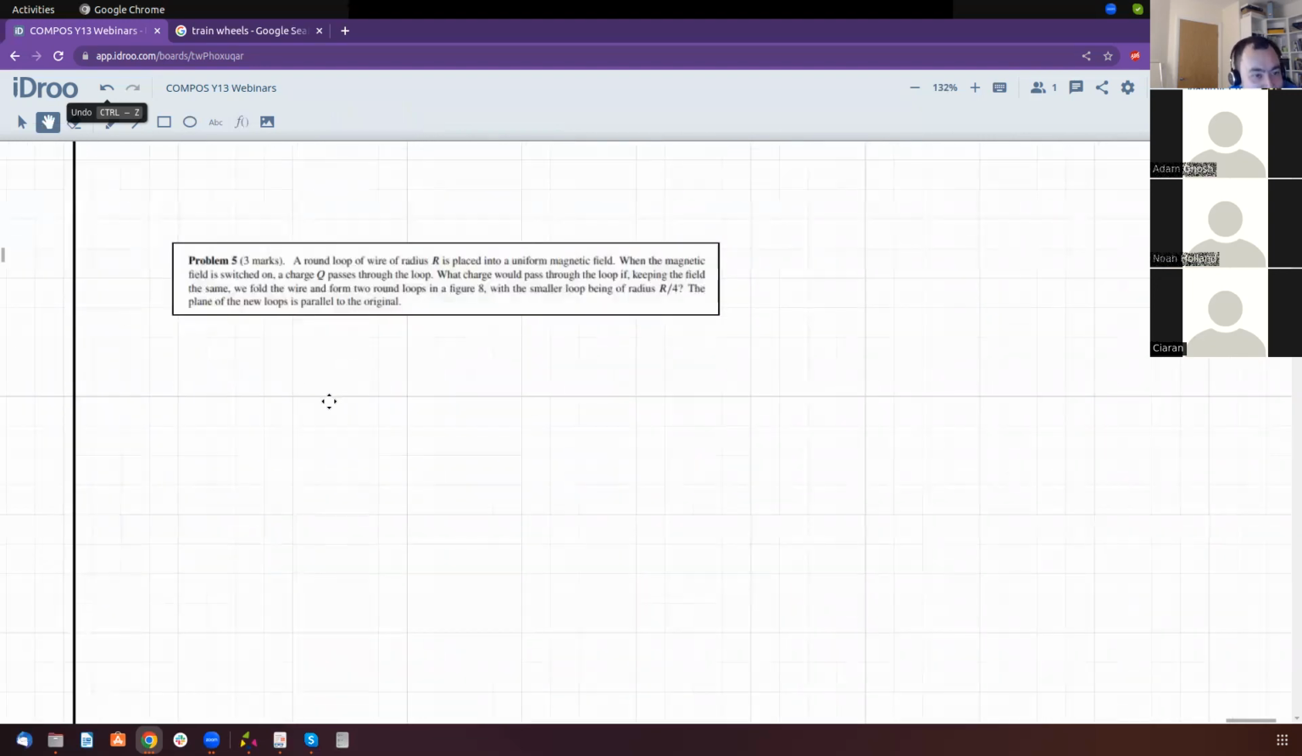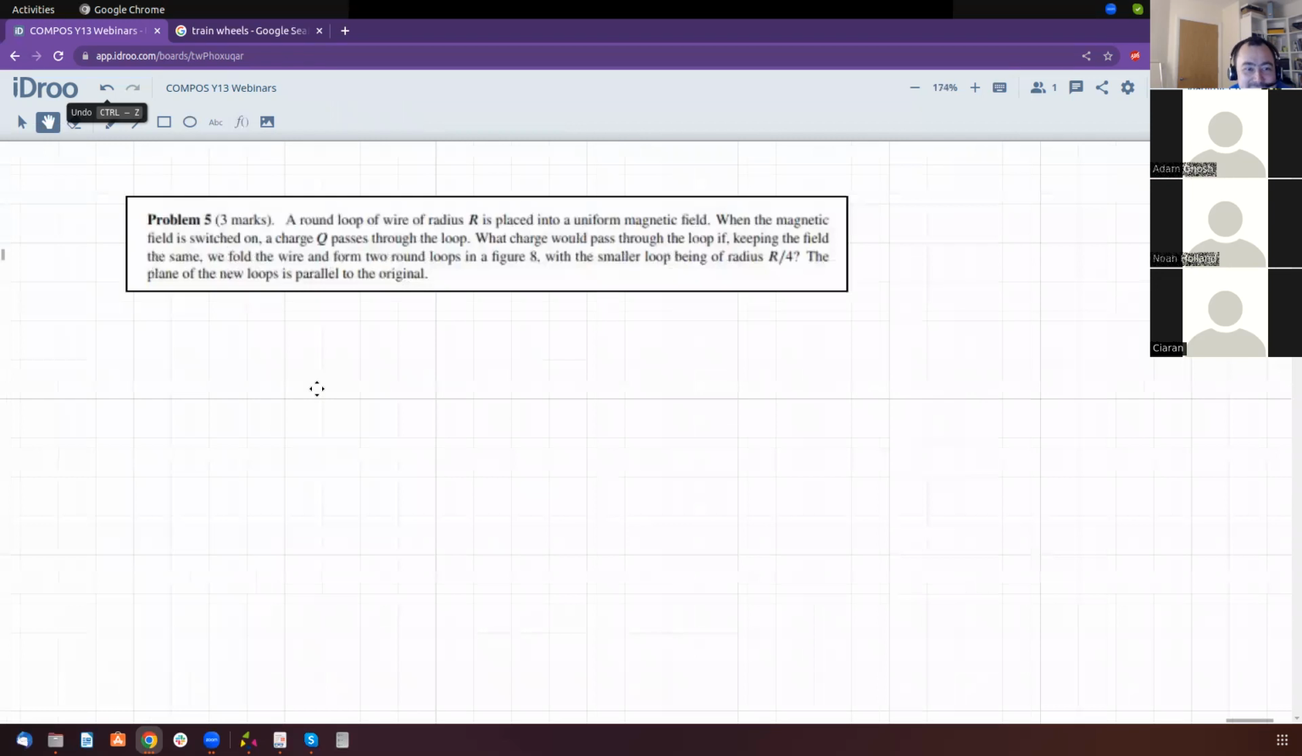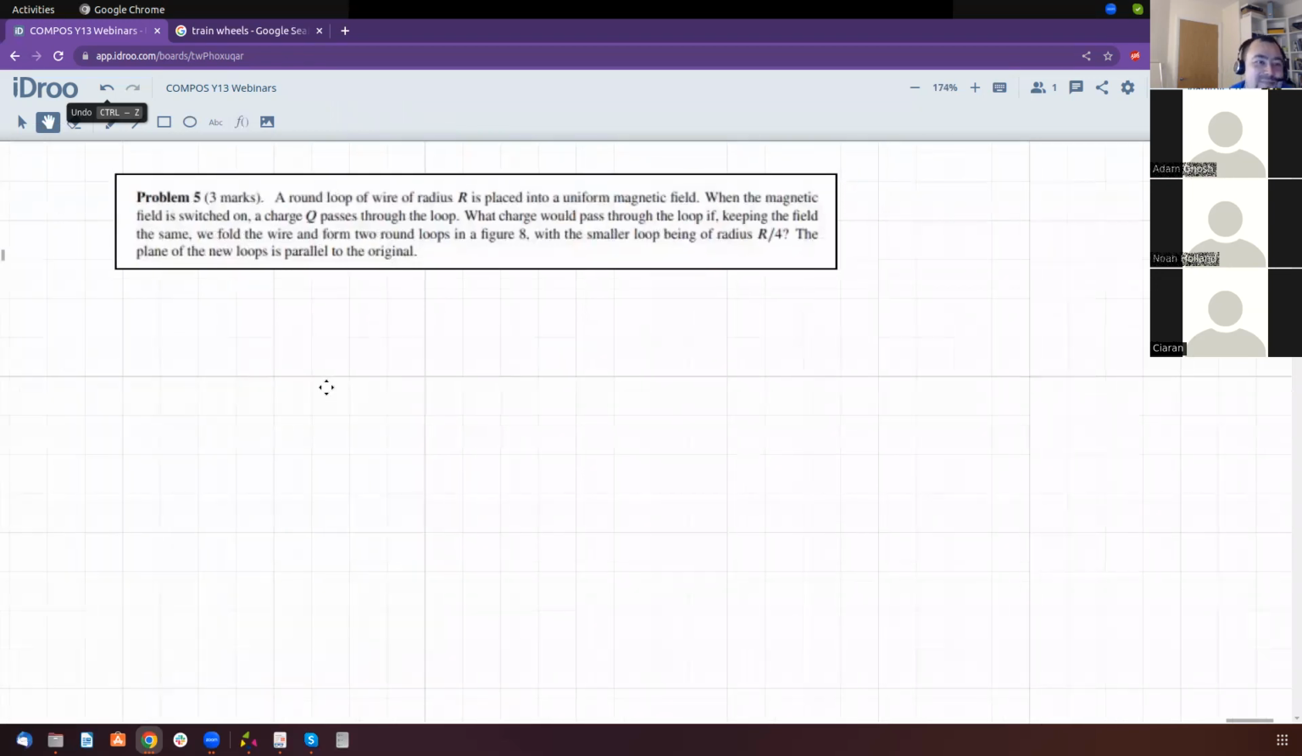Now, problem 5, I love this one. Now, this is a really tough one. A round loop of wire is placed into a uniform magnetic field. So this is the initial situation. Uniform magnetic field. There's the magnetic field going through the loop.